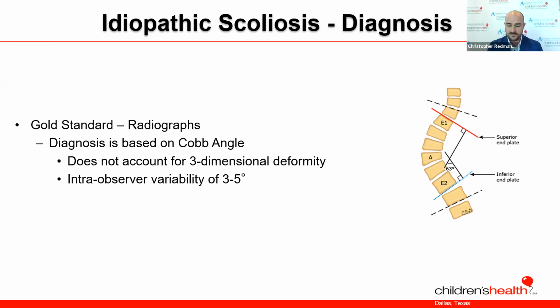This does have an intra-observer variability of 3 to 5 degrees. So I often tell patients that if my measurements are slightly different than a radiologist's or another surgeon's measurements, that's okay. We know that there is difference in that. And when we're monitoring scoliosis, typically if we see less than a 5-degree change in a curvature, we say that is not a significant change, as we know that can be just error in measurement.